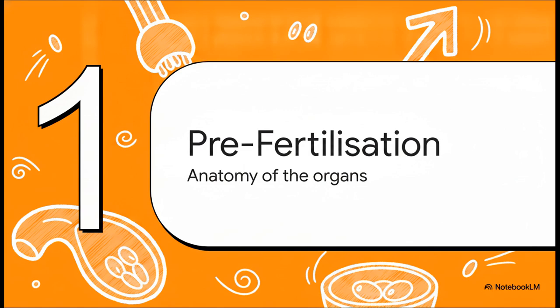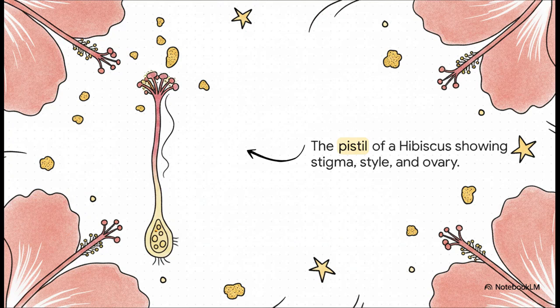Before any of the real action happens, we first need to meet our primary structures, the male and female reproductive organs. To ground this anatomy in reality, take a look at the pistil of a hibiscus flower right here. This is the female reproductive organ. At the very top, you've got the stigma, and this acts as a highly specialized landing platform.